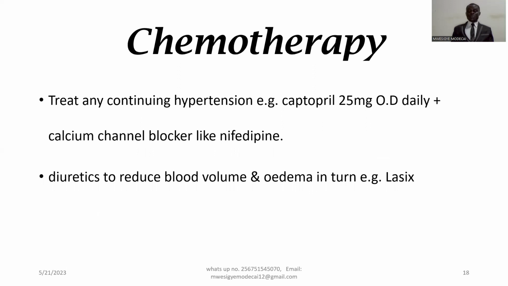Remember we say it's one of the cardinal signs. Most people with glomerulonephritis have hypertension. You can administer captopril 25 milligrams OD daily. You can even add some calcium channel blockers like nifedipine to manage hypertension. Then you can also use diuretics, and these ones will help reduce blood volume and edema. The commonly used is Lasix, which we also call furosemide.